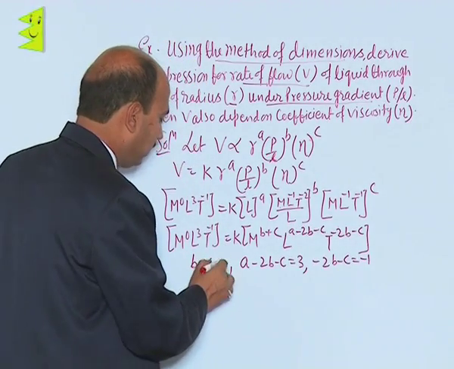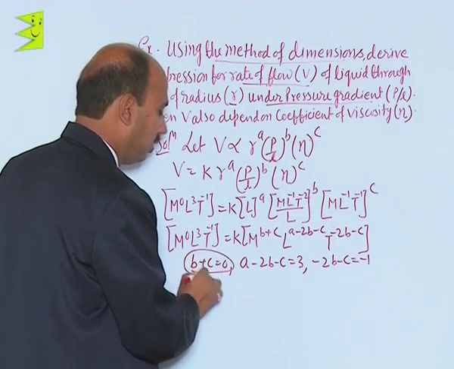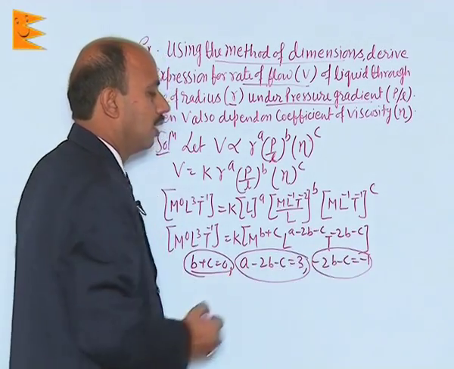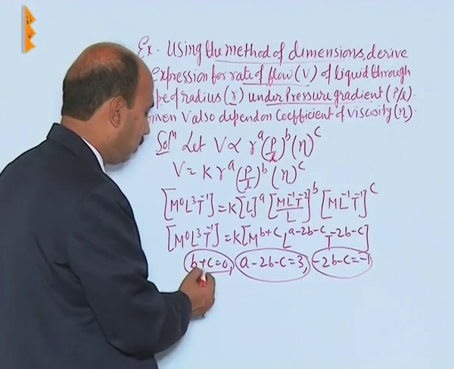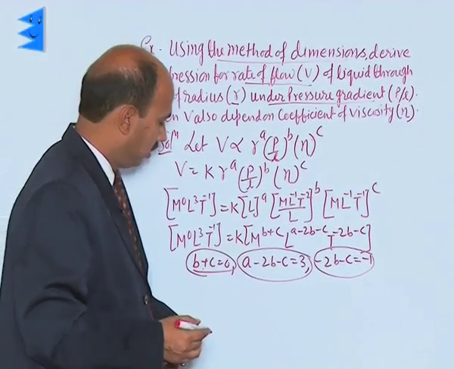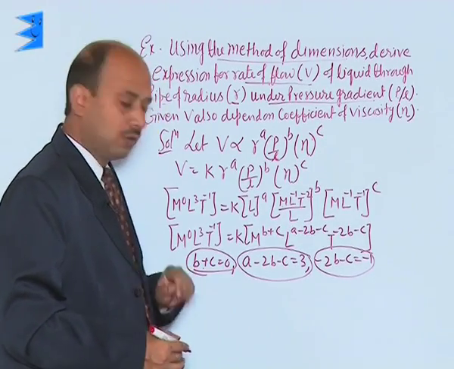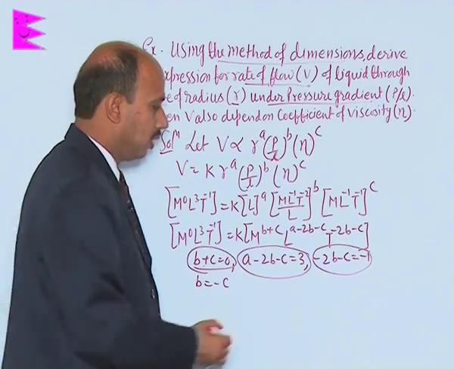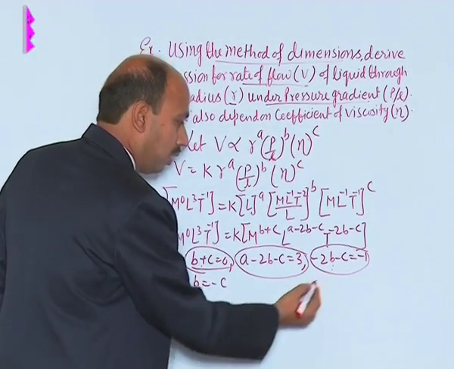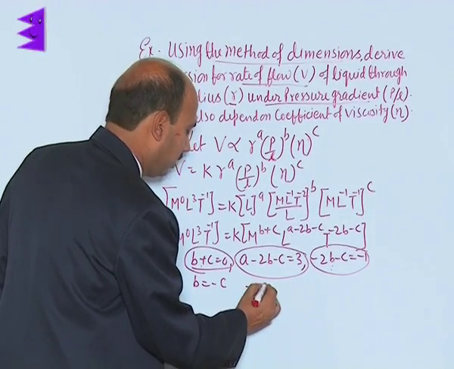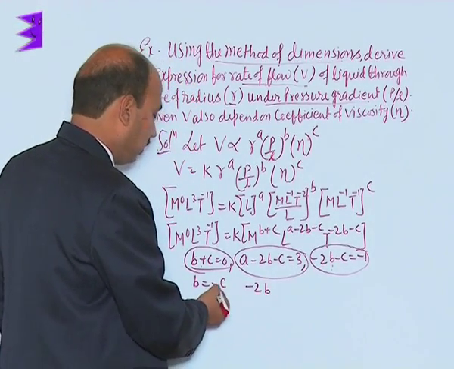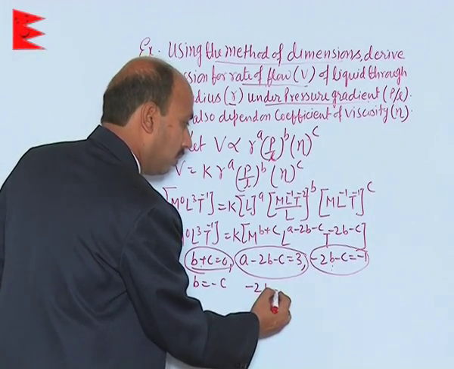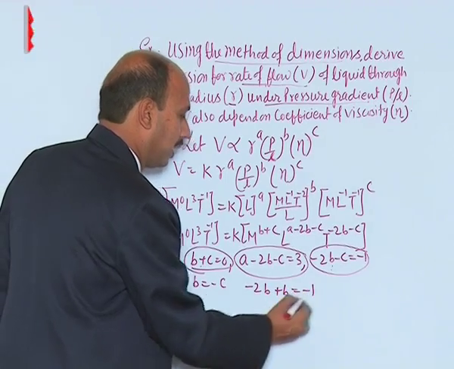So, you have got three relations. One is b plus c equal to 0, one is this relation, and one is this relation. By solving these relations, you have to get the values of a, b and c. You start from here, you are getting b plus c equal to 0, so you can write b is equal to minus c. Now, we can go for here. Now, in this case minus 2b minus c, in place of minus c you are writing here the b. So, you can take here plus b is equal to minus 1.